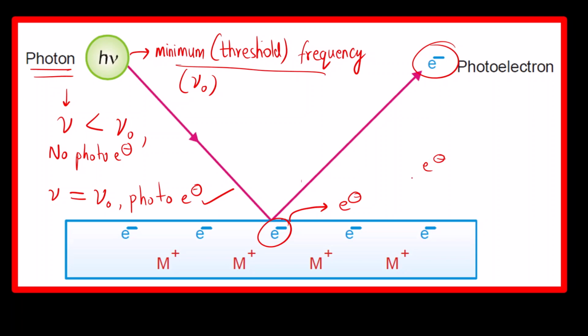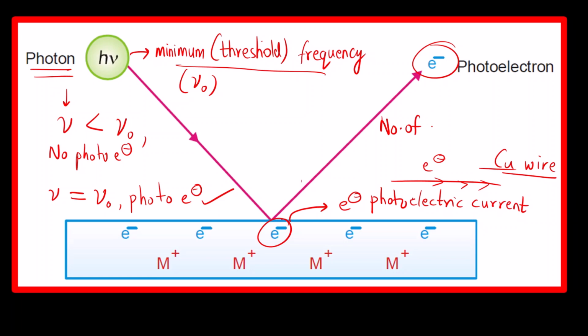Now, to constitute an electric current, that is, movement of electrons through a conducting medium, let's say a copper wire, will the frequency play any role? The answer is no. After the electrons are removed, the formation of the electric current in the wire, or we can say the photoelectric current, depends on the number of photoelectrons ejected after the threshold frequency is crossed, and that will depend on the intensity.